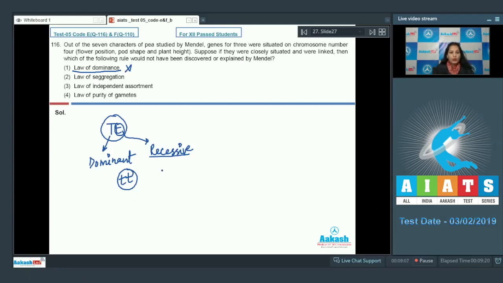Second, law of segregation. What is law of segregation? It says that suppose a diploid plant has 2 alleles for a character, let's say capital A and small a, then these 2 alleles can segregate independent of each other. Capital A can go in one gamete and small a can go in the other one. This ensures the purity of gamete, but it can be possible in linkage too. So this option is also ruled out, and the fourth one, law of purity of gametes, is related to law of segregation only. So this is also ruled out.